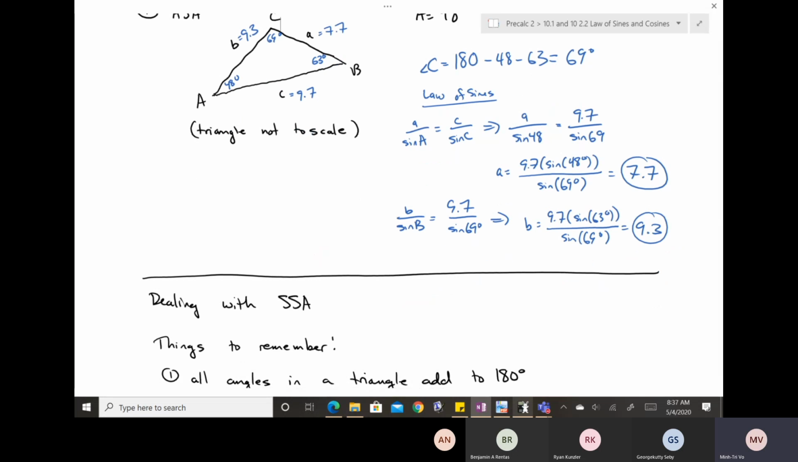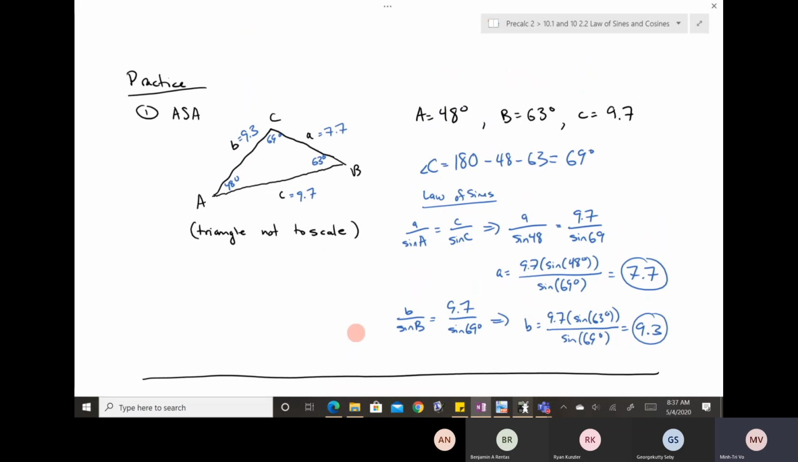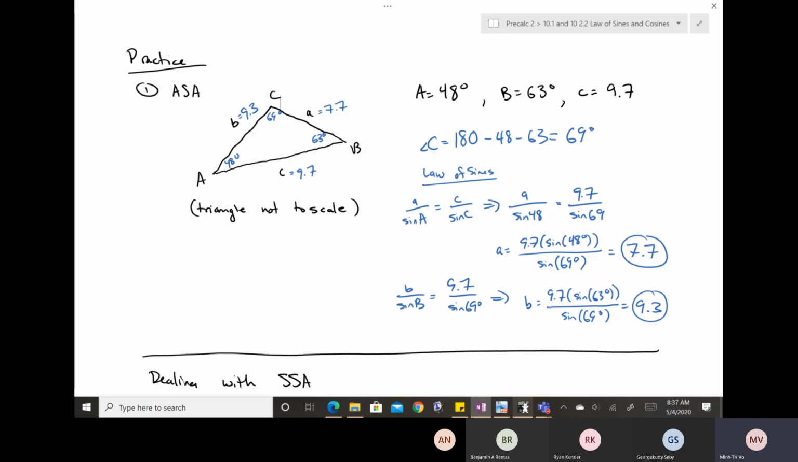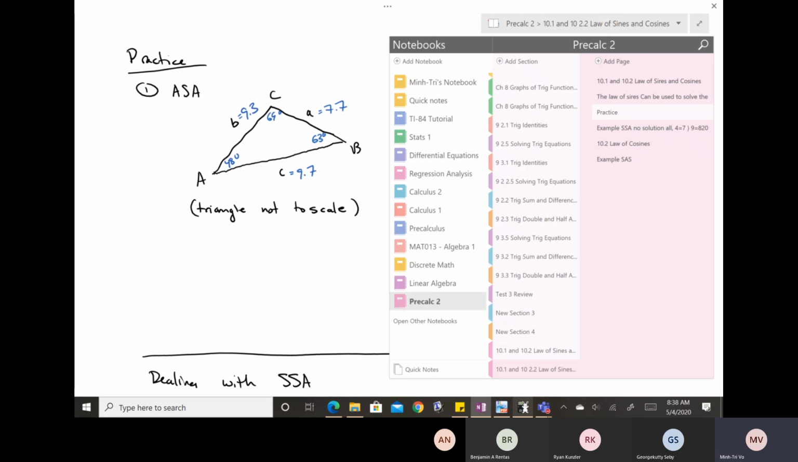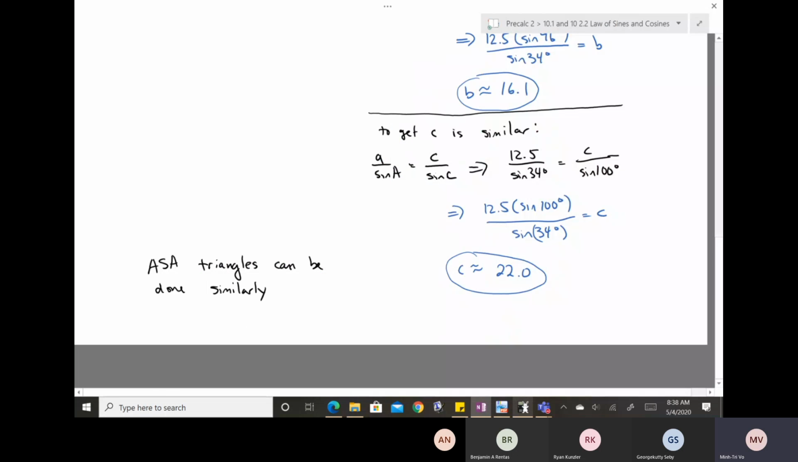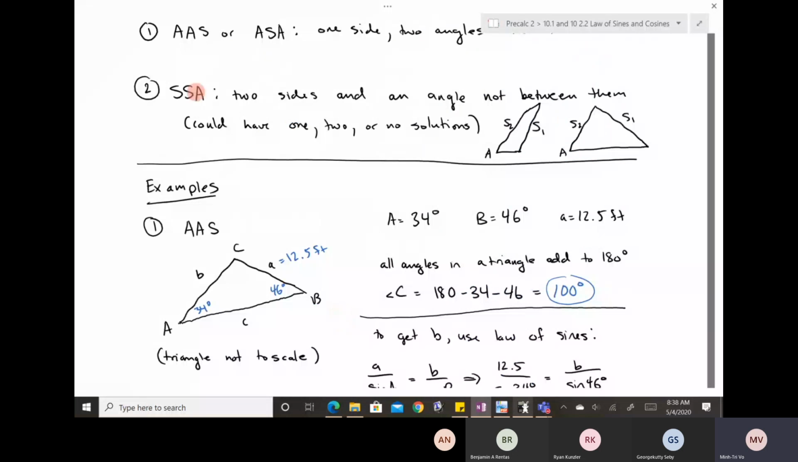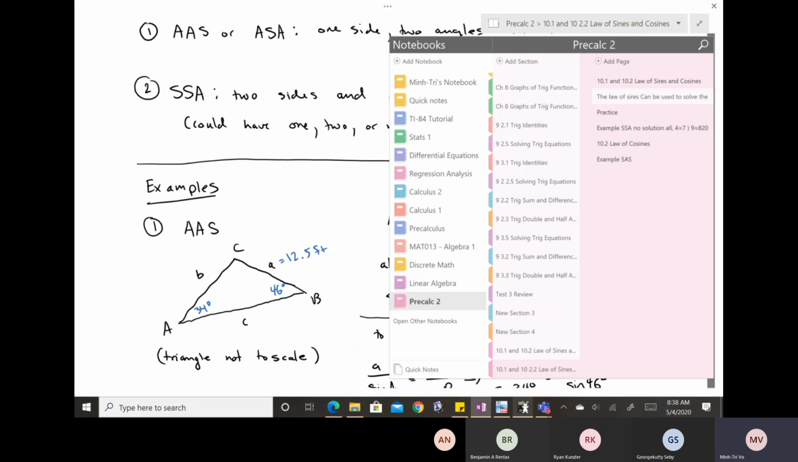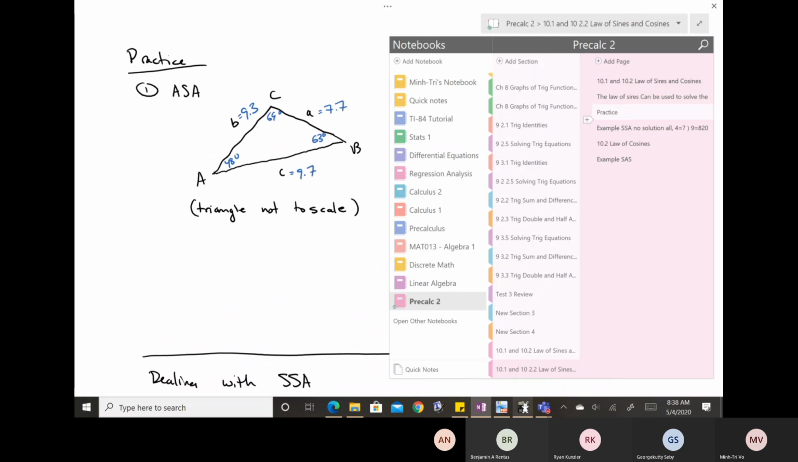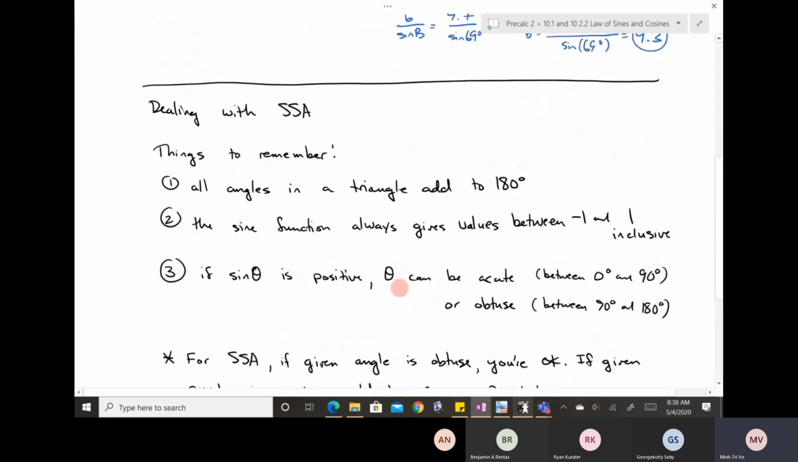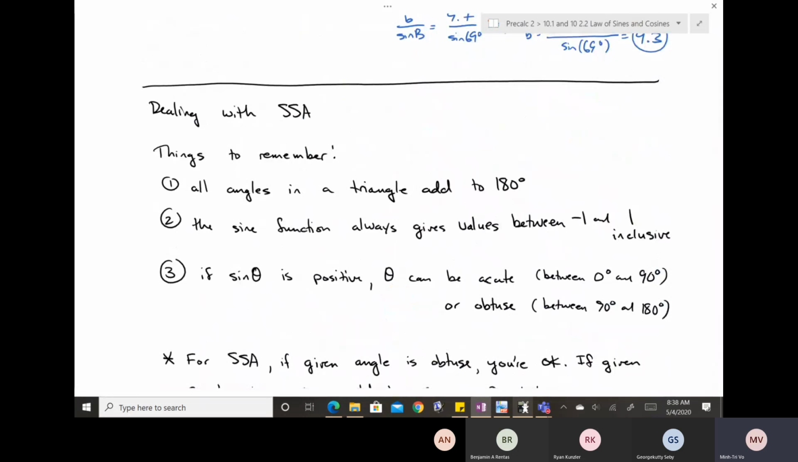So those are the situations where you know two angles and a side. That's sort of the easy case for the law of sines, right? The other situation is the SSA triangle, where we said there could be one, two, or no solutions. So let's see what happens. How do we deal with the SSA triangles?